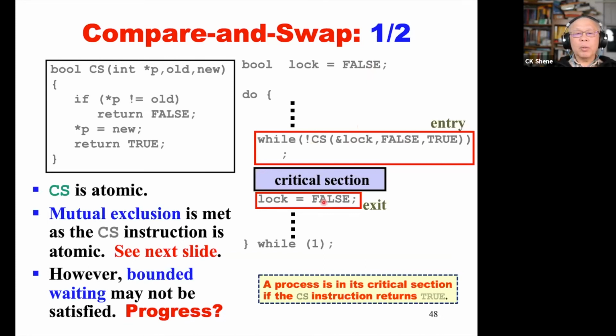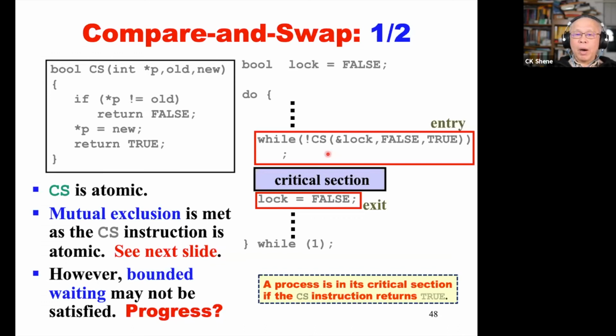Isn't the concept essentially the same as test and set? But why do we need a different instruction? Because CS has more things to support. So it's likely that this implementation for mutual exclusion is true, just like what we saw for TS. Now, how about progress? Of course, you can simply duplicate what we said for TS.